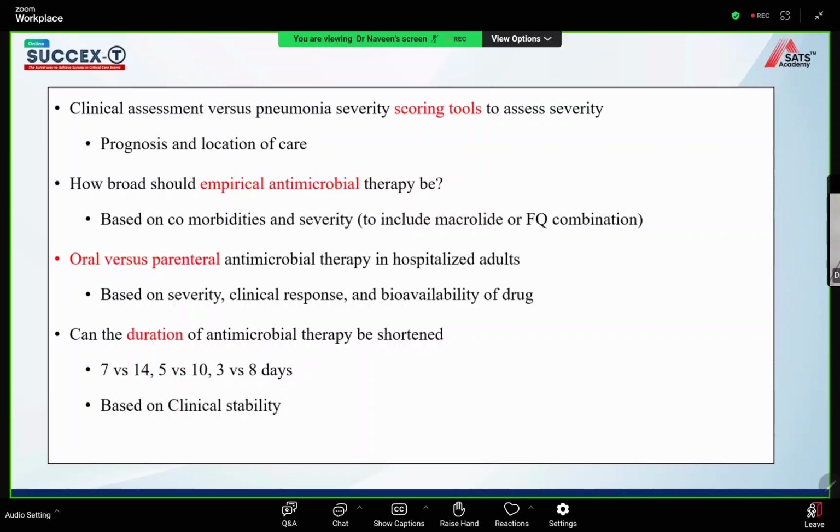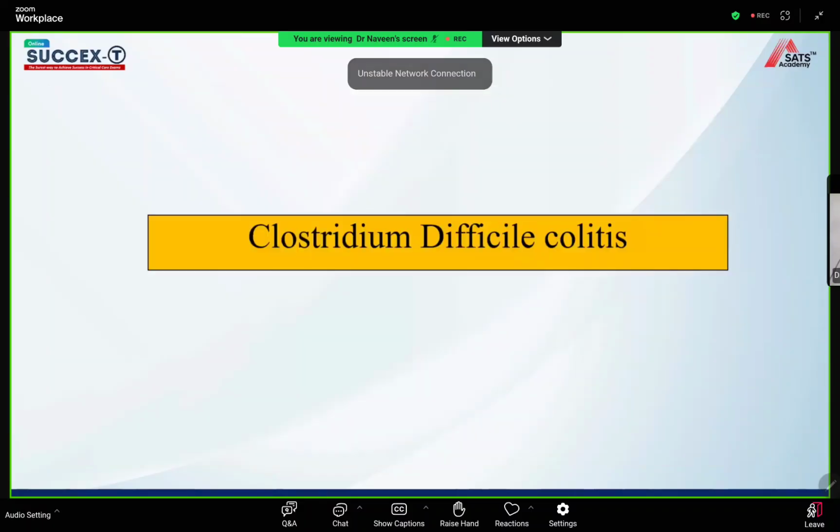And nowadays there are upcoming studies which show promising results for short durations of antibiotics, like 7 days versus 14 days, 5 days versus 10 days, 3 days versus 8 days. All are done in non-severe CAP, not in severe CAP. In severe CAP, it is always suggested that it should be more than 5 days. And it should always be a clinical judgment based on clinical stability.